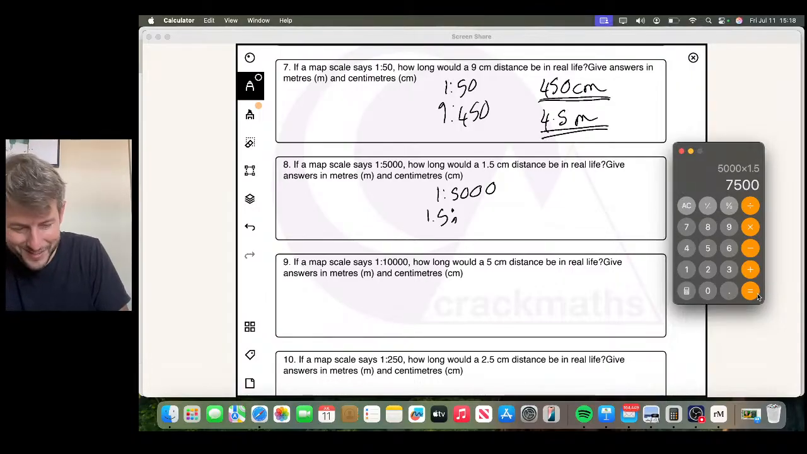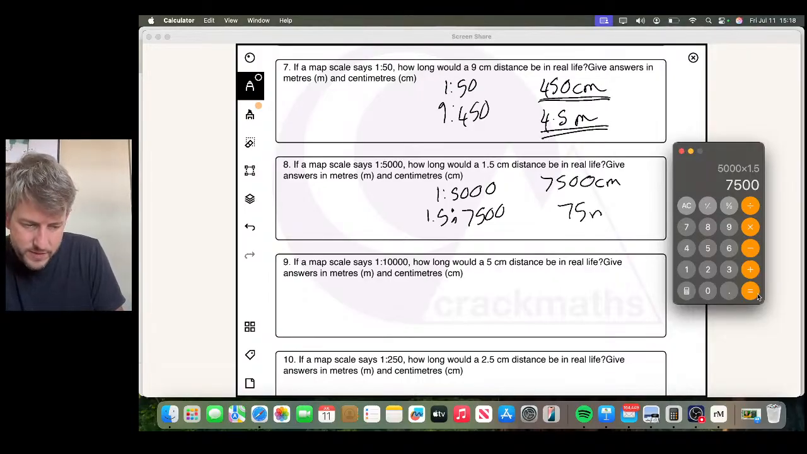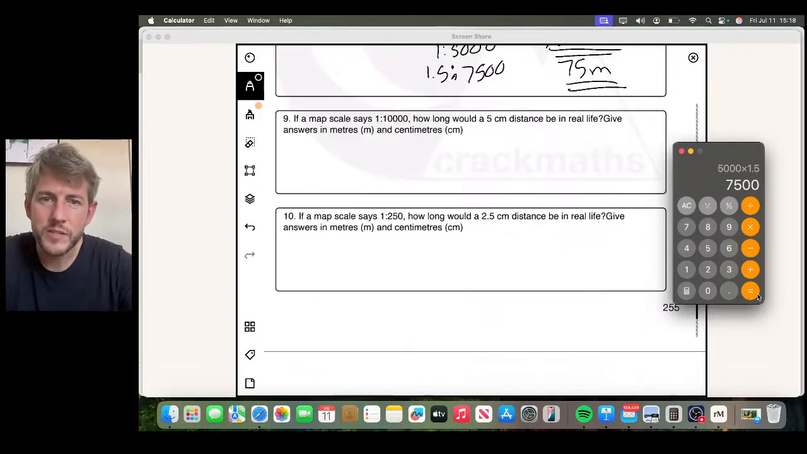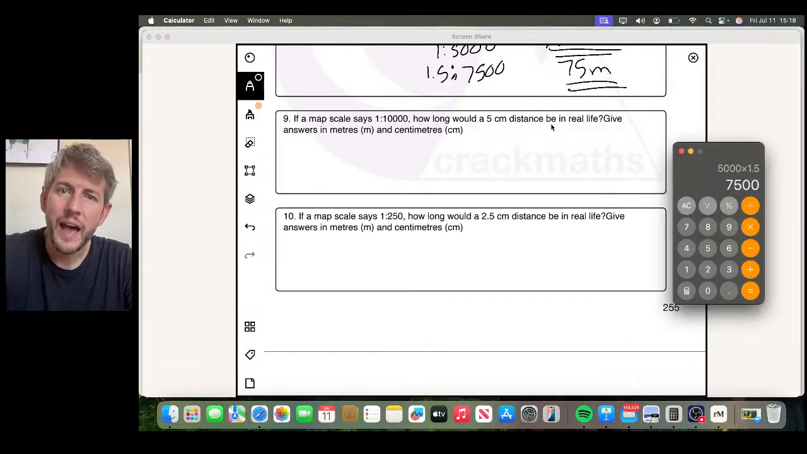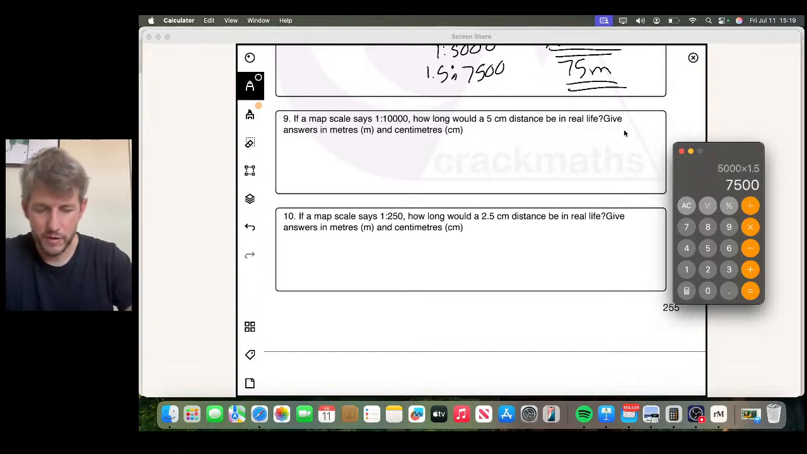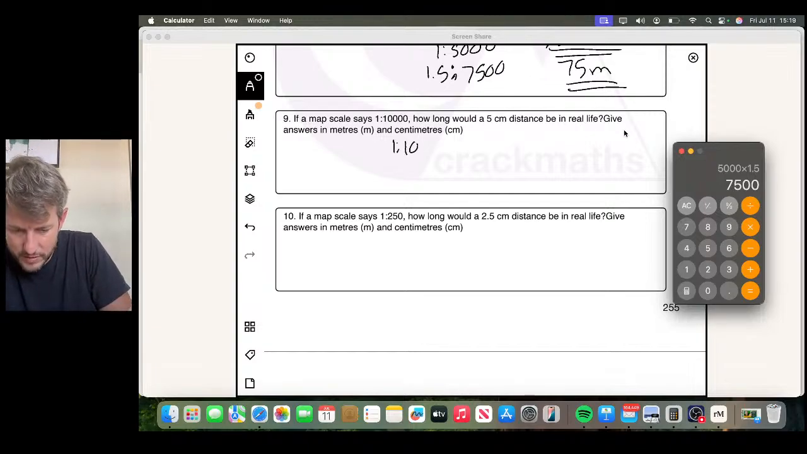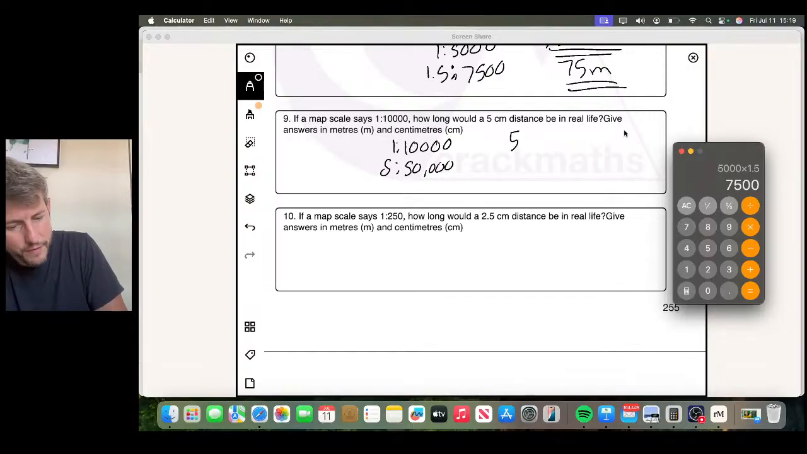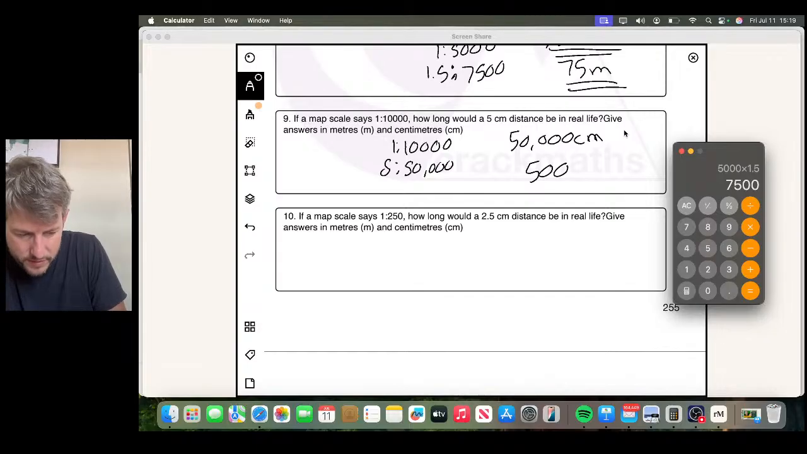Okay, so there we go, that's 7,500. So that's 7,500 centimetres, or 75 metres. Right, okay, question 9. If a map scale says 1 to 10,000, how long would a 5 centimetre distance be in real life? So 1 to 10,000 times them by 5, so that's 5 to 50,000. Okay, so that's 50,000 centimetres, or 500 metres.